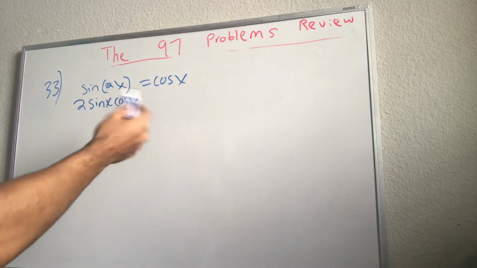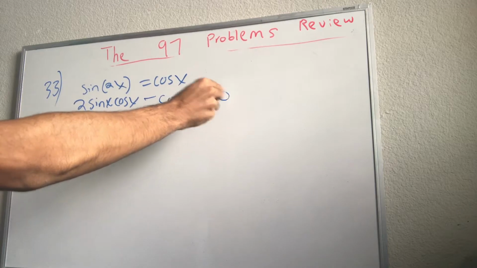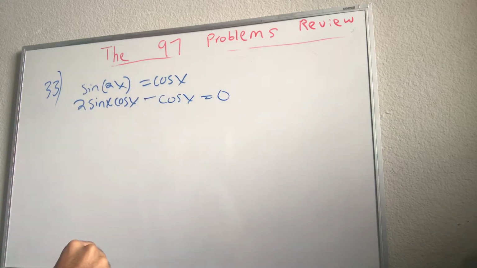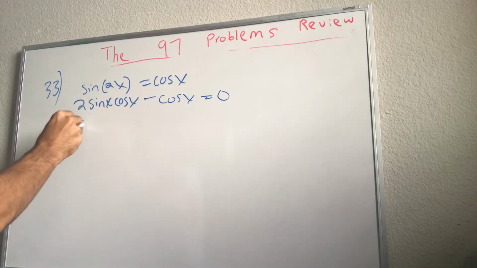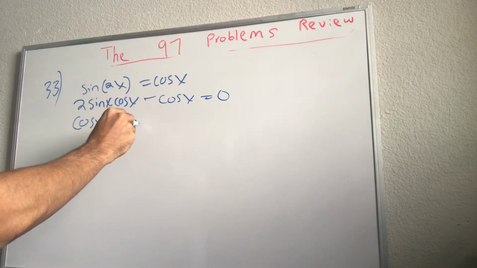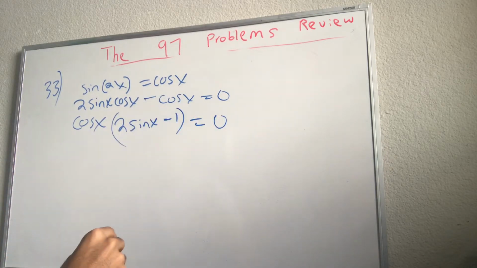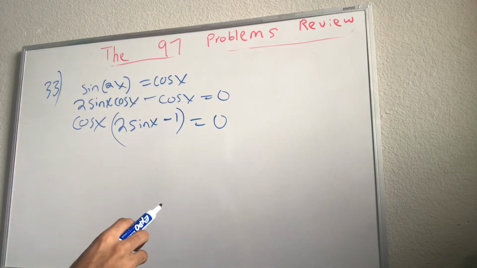That is equal to cosine of x, but we can bring the cosine of x over here. So minus cosine of x is equal to 0. Now looking at this, we see that cosine of x clearly factors out. So cosine of x times 2 sine of x, and then we have minus 1 here, must equal 0. And so this is what we have over here.